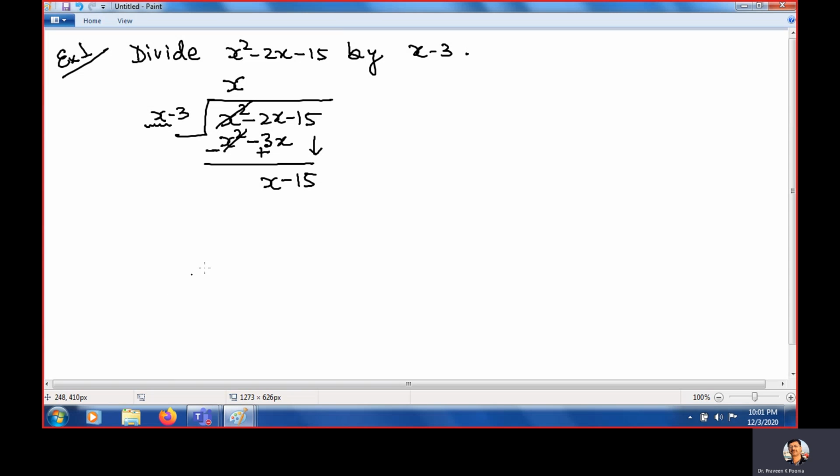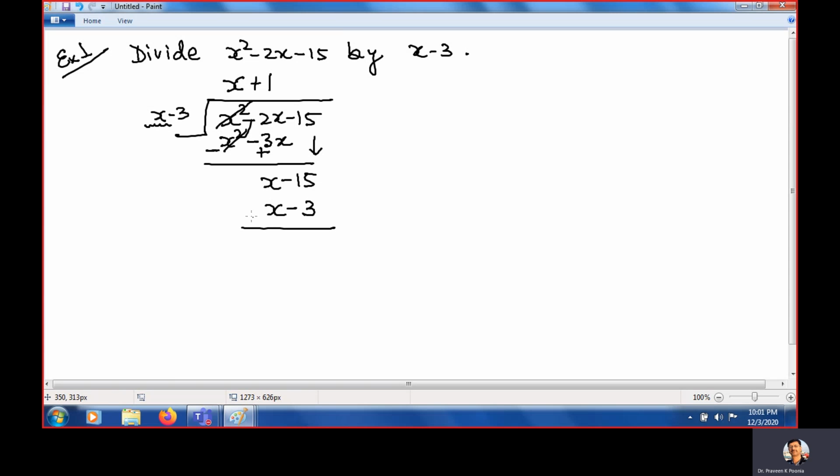Minus 15. Now here is x, so you need to move by plus 1 only. Why plus 1? Because here is x, and x into 1 is x. You need to make this number the same. Here this should be the same. So x into 1 is x and minus 3.